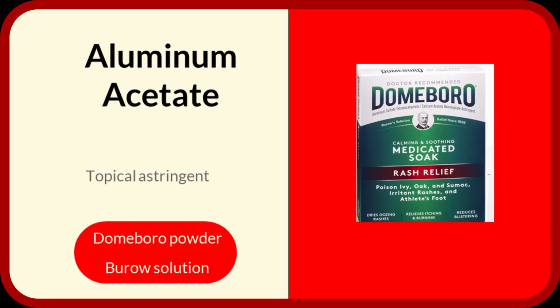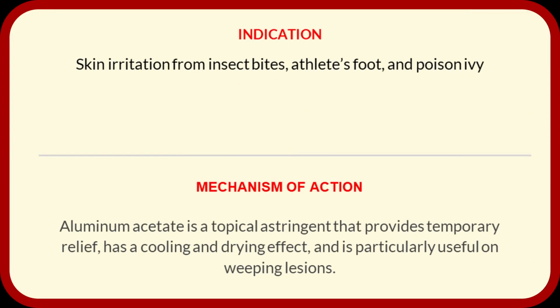For itching, rashes, and skin irritation. Aluminum acetate, known as Domeboro powder or Burow's solution, is indicated for skin irritation from insect bites, athlete's foot, and poison ivy. Aluminum acetate is a topical astringent that provides temporary relief, has a cooling and drying effect, and is particularly useful on weeping lesions.